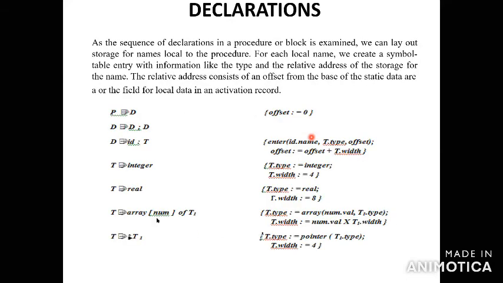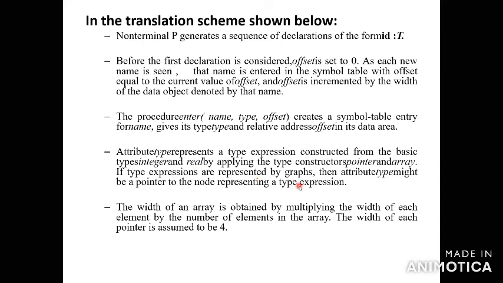Next thing, the attribute type is integer or real. The attribute type represents the expression constructed from the basic types. The basic data types are either integer or real. You have to specify the constructor for pointers and arrays. You have to specify the representation, either tree representation or graphical representation. It would be represented in graphical form. Okay, so you have to represent the attribute type, the data type, either integer or real.